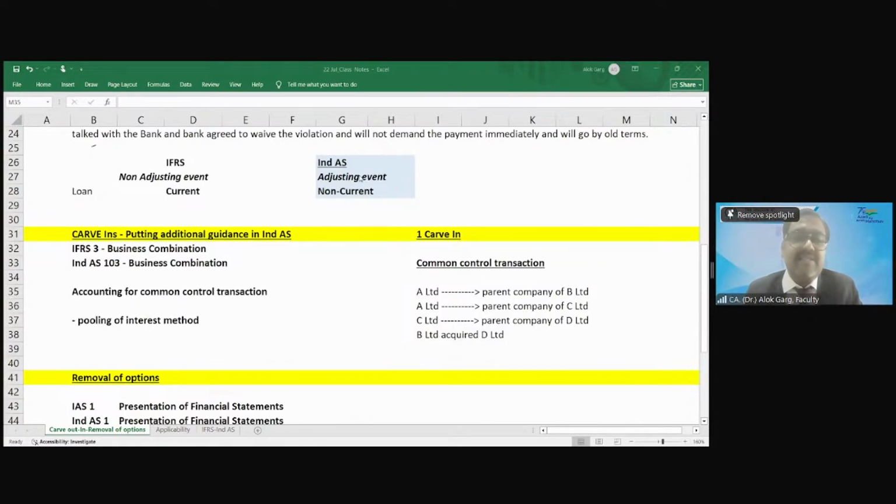Prithvi Raj is asking, sir, isn't D Limited the subsidiary of A Limited directly? No. D Limited is the step subsidiary of A Limited. D Limited is the direct subsidiary of C Limited. Okay, is that clear, Prithviraj?